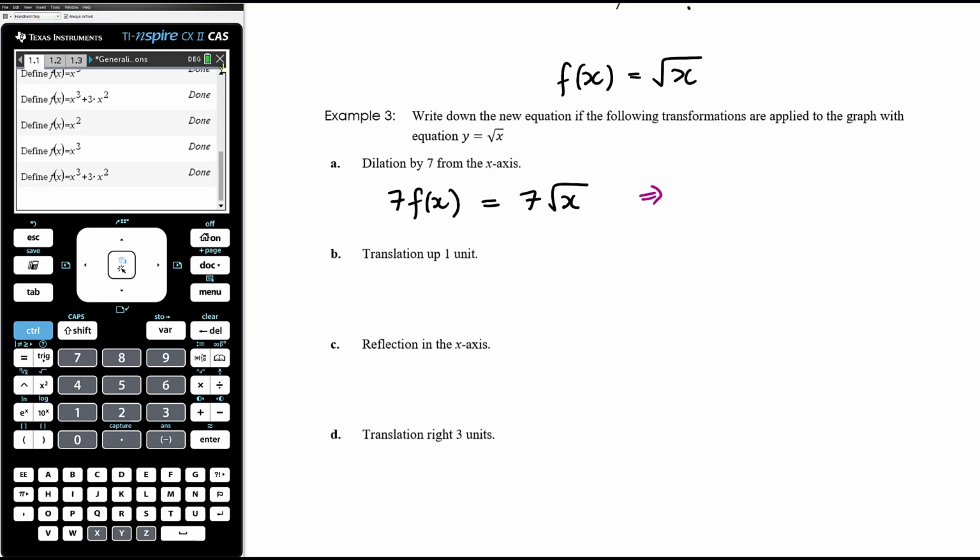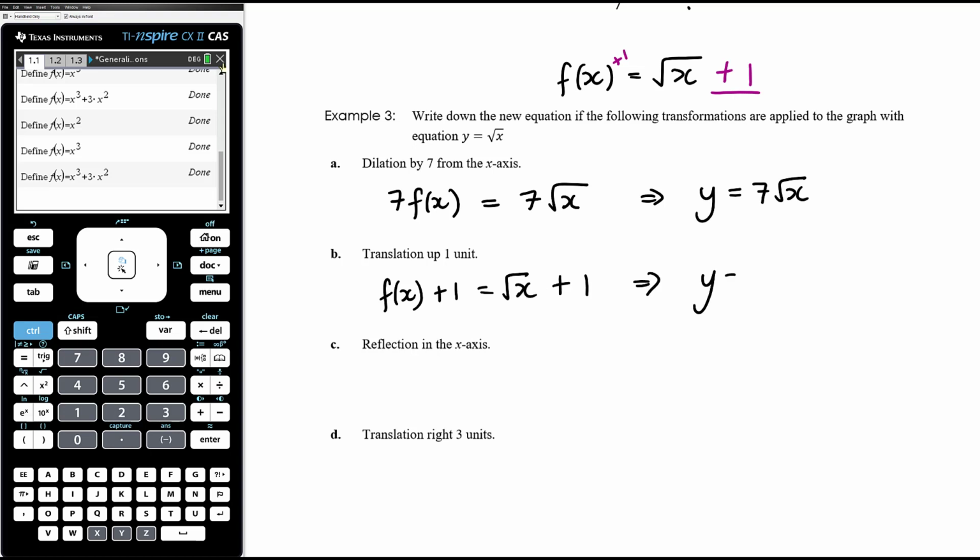So that means, sorry, to go back to my black pen, so that means that the rule is y equals 7 root x. If we take y equals root x and we translate it up by 1 unit, we know that that is when we add 1 onto f of x. So if we add 1 onto f of x, we get root x plus 1. Okay, so that means our rule is y equals root x plus 1. So the 1's not under the square root, that's a left or right translation. We're adding it on after the function.